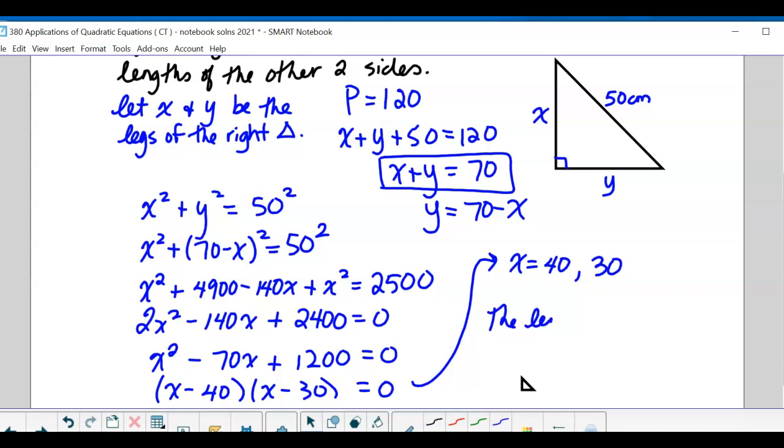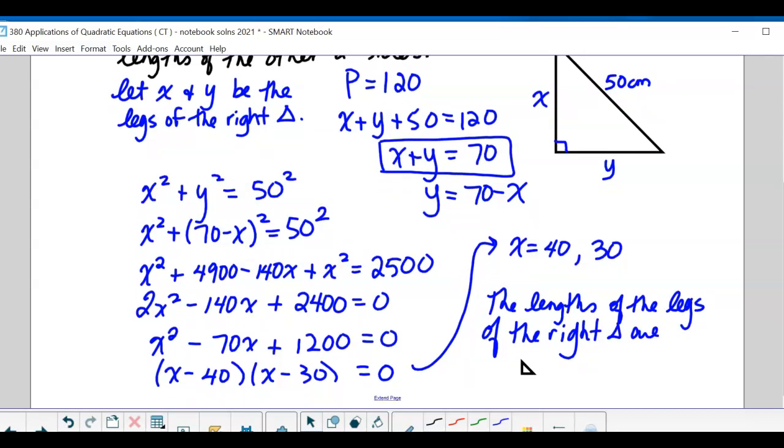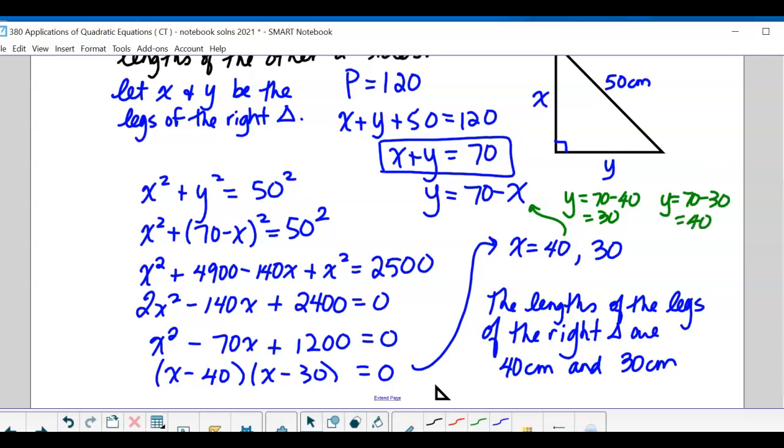So the lengths of the legs of the right triangle, in this case centimeters, are 40 centimeters and 30 centimeters. Right, just check it in here. So y would be 70 minus 40 is 30. So put 30 in there, equals 40. Right, so we kind of give each other.